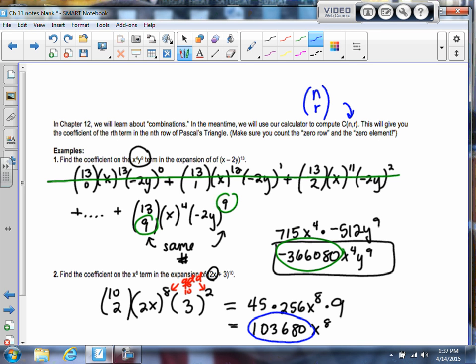Why are you able to do 45 times 256 x to the 8th? Why are you able to multiply those numbers? It's not like you're adding where you have to have like terms. With multiplication you can multiply, like 2 times 3x is 6x, right? Oh, that makes sense. You're thinking of like terms. Okay.